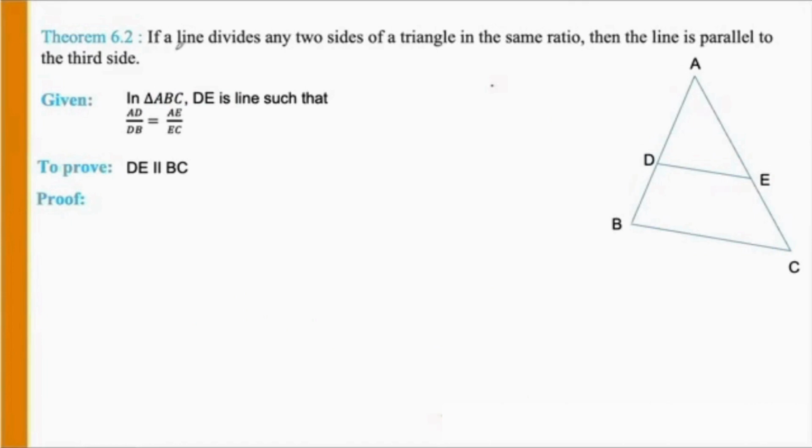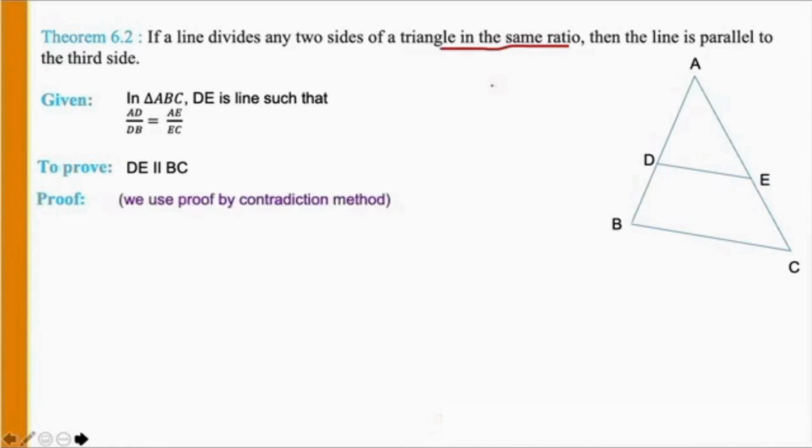So Theorem 6.2 states that if a line divides any two sides of a triangle in the same ratio, this is given that the ratio is same, then the line is parallel to the third side. This is what we need to prove, okay? So given, in triangle ABC, as you can see here in this triangle, DE is a line such that AD upon DB is equal to AE upon EC. Okay, so this ratio is equal and it's given to us. We need to prove that this line DE is parallel to BC.